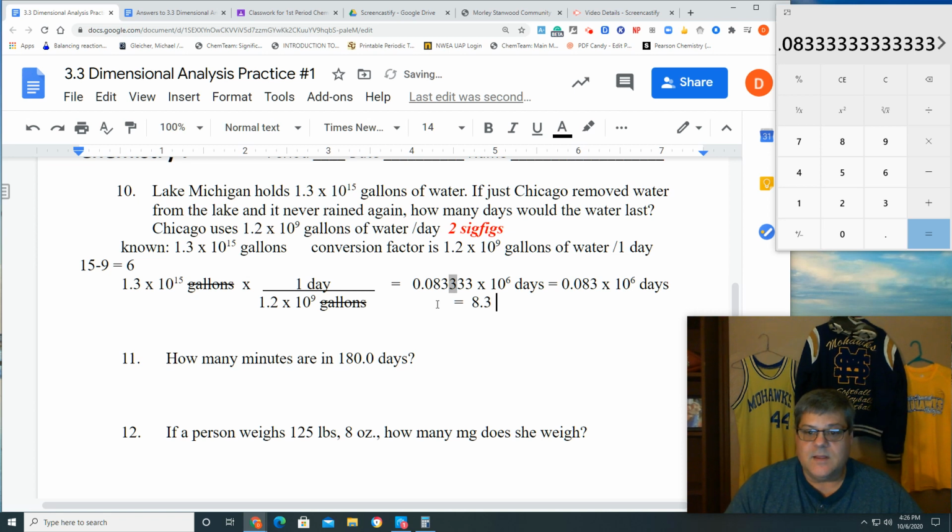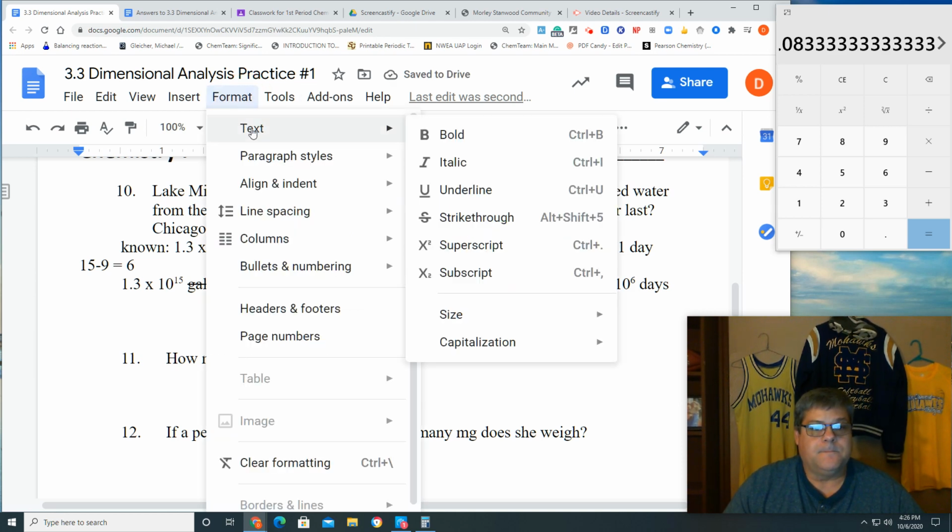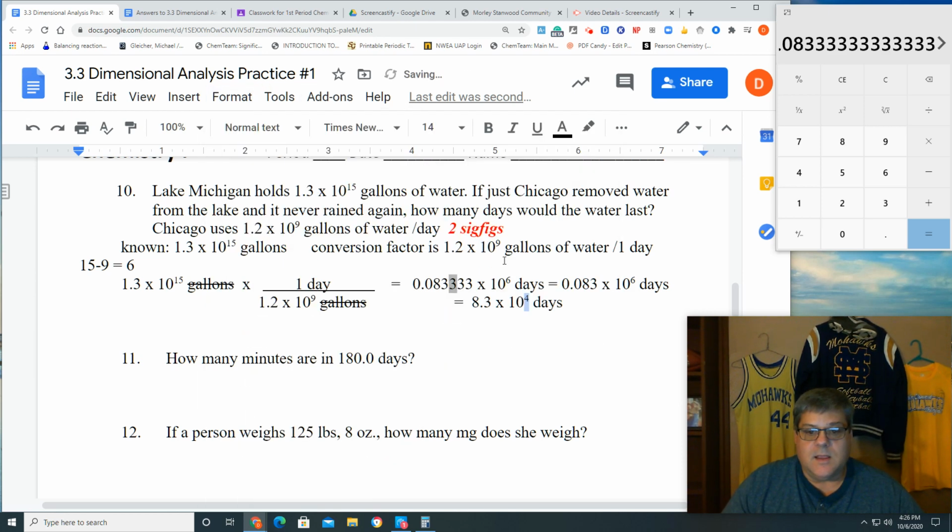8.3 times 10, and we made it smaller by 2, so that now it's going to be 4. And that's going to be days. And we're going to move this to superscript. And we look at the question now. Now we have 8.3, 2 significant figures, times 10 to the 4 days. So that's that many days. I could also bring that out if I wanted to.